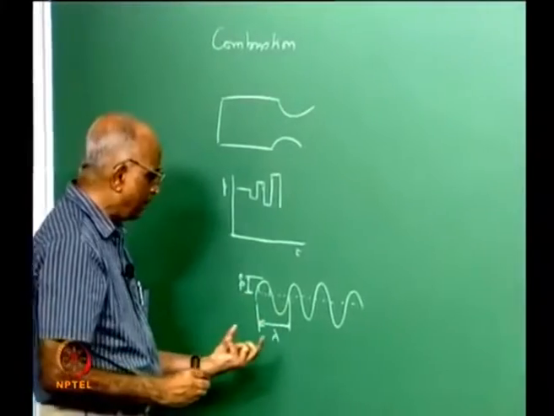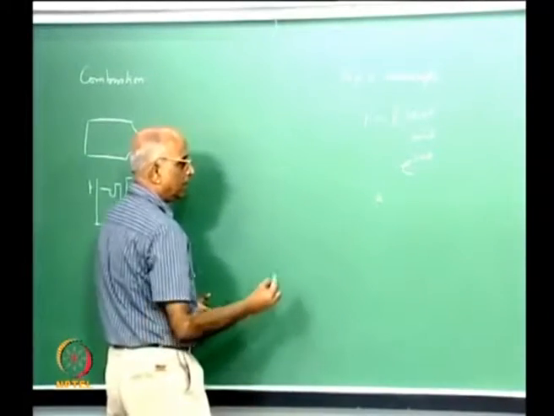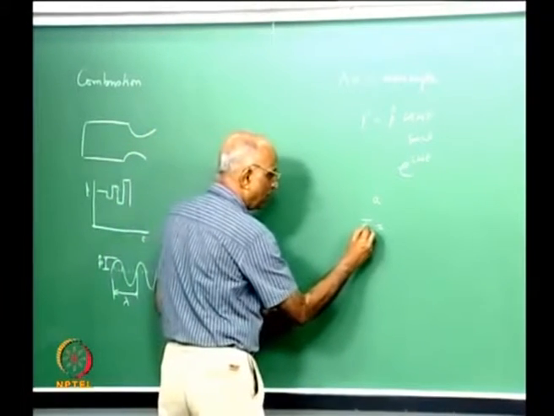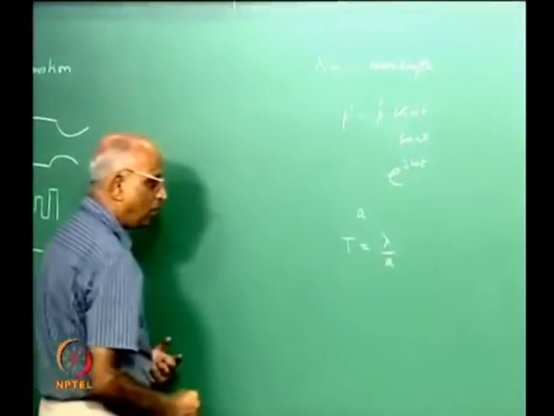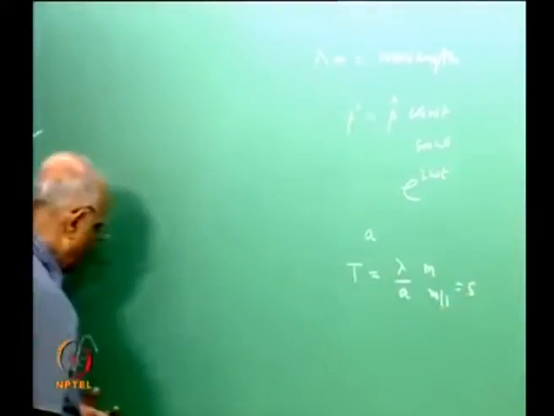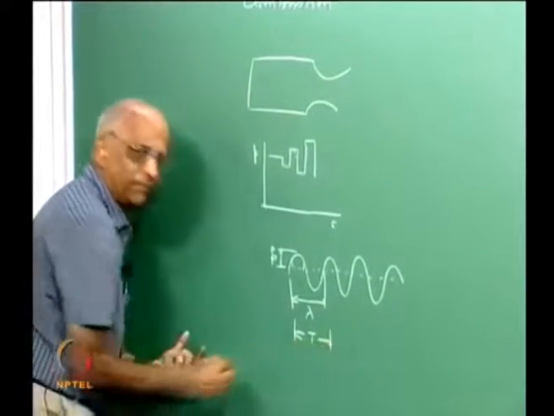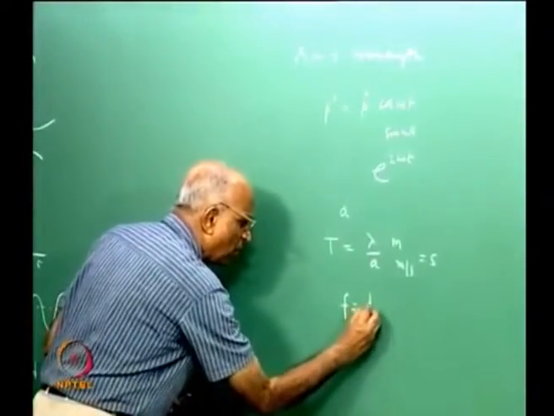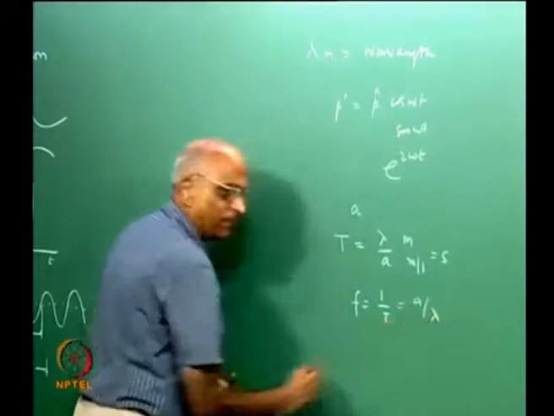How do I define frequency? I have a wavelength lambda, and if my wave is travelling at a speed a, then the time of one oscillation is equal to the wavelength divided by the speed of sound, namely meters divided by meters per second. Therefore I tell myself this lambda corresponds to a time t. And what is the frequency of oscillation? Frequency is equal to 1 over time, so many cycles per second, or this is equal to a by lambda.